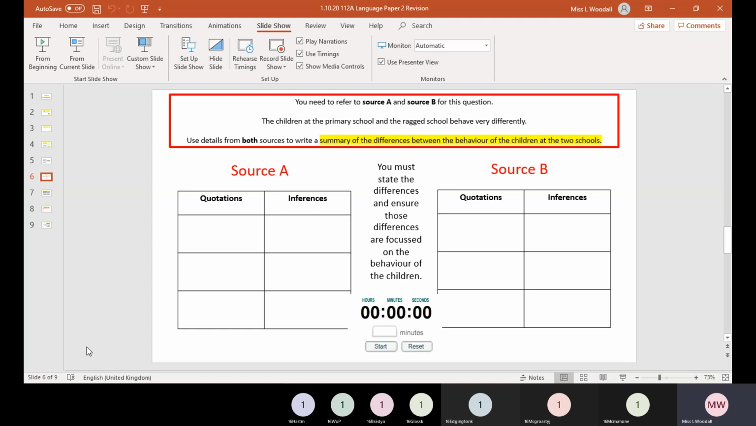Let's look at source B quickly. Matt, did you manage to get hold of the insert? No. Okay. Right. Who's got Aoife? What would you have picked out for source B?